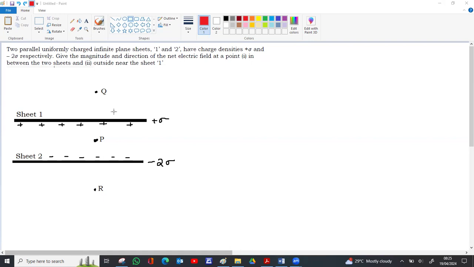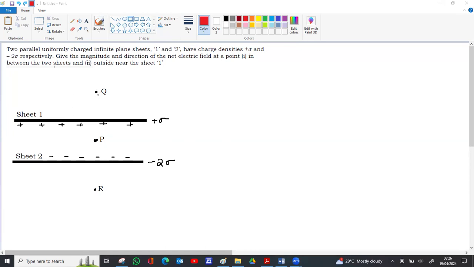If they are at angles other than parallel or anti-parallel, then we have to use the parallelogram law of vector addition. So we'll find the directions of the electric field at P, Q, R due to sheet 1 and sheet 2, that is, the direction of the field produced by the positively charged sheet and the negatively charged sheet. Even the magnitudes later.